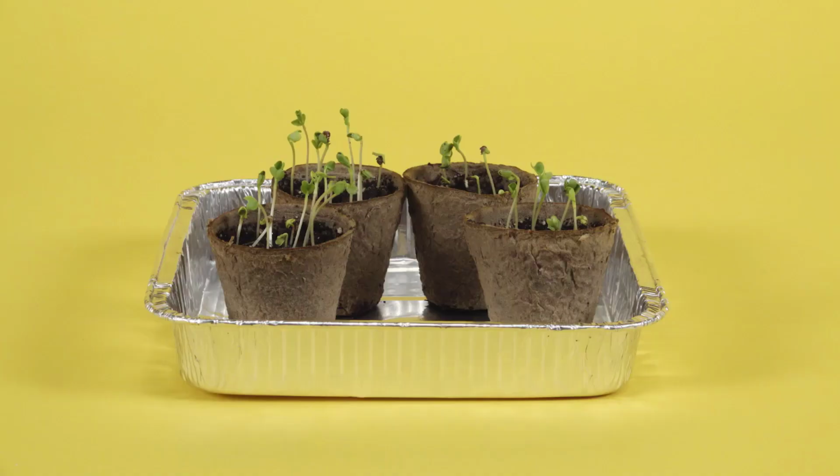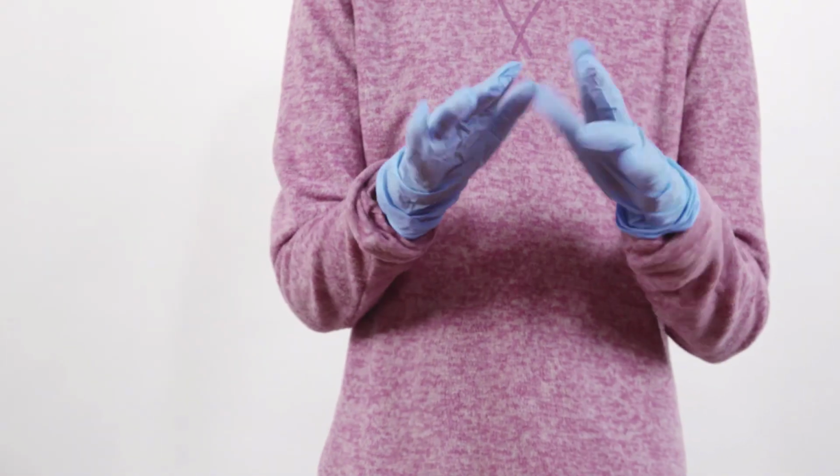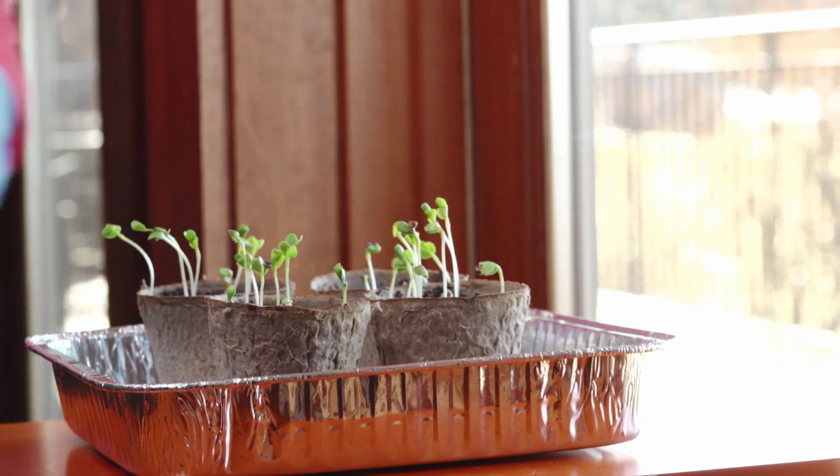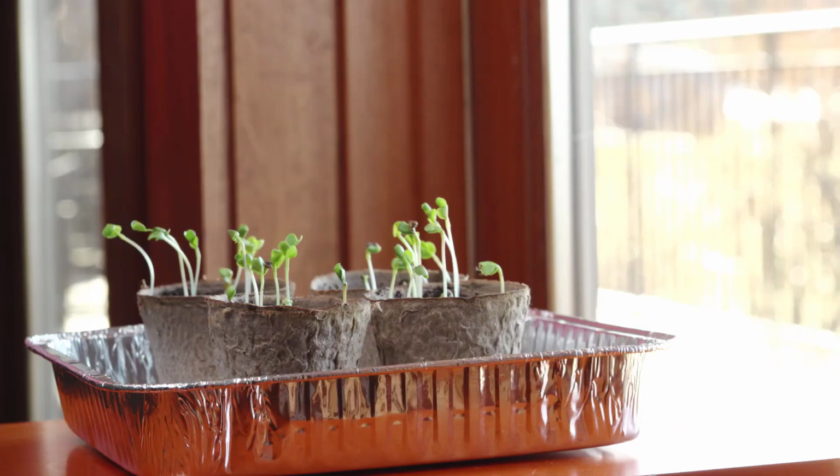You'll observe your plant in the morning and in the afternoon for 3 days. Before handling the plants, be sure you are wearing gloves. First, place the plant in a sunny place. Click on the highlighted cell to observe the plant in the morning on day 1. Draw the plant, including the direction the plant's leaves are facing. Is the plant straight or leaning to one side? When you finish drawing, select Next.